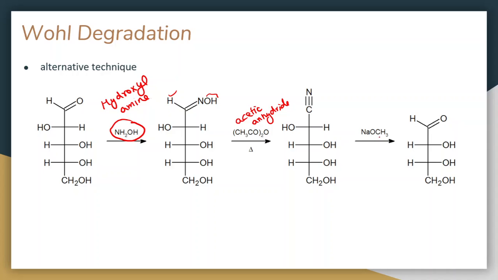Okay, and now in the presence of sodium methoxide, what is formed? This aldehyde group is formed. So this CN is removed. Actually over here sodium cyanide is removed. Right? And there is formation of a sugar with one less carbon. This CHO group is resumed because of the sodium methoxide. So this is another example of degradation, chain shortening, where hydroxylamine and acetic anhydride along with sodium methoxide is used.